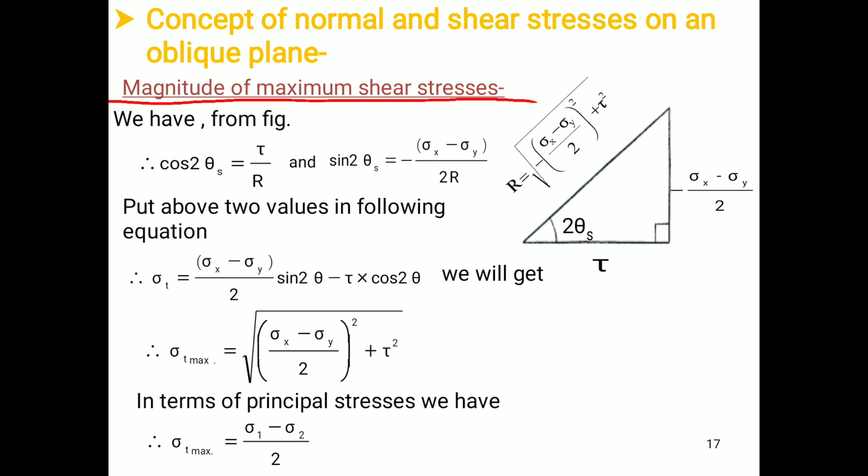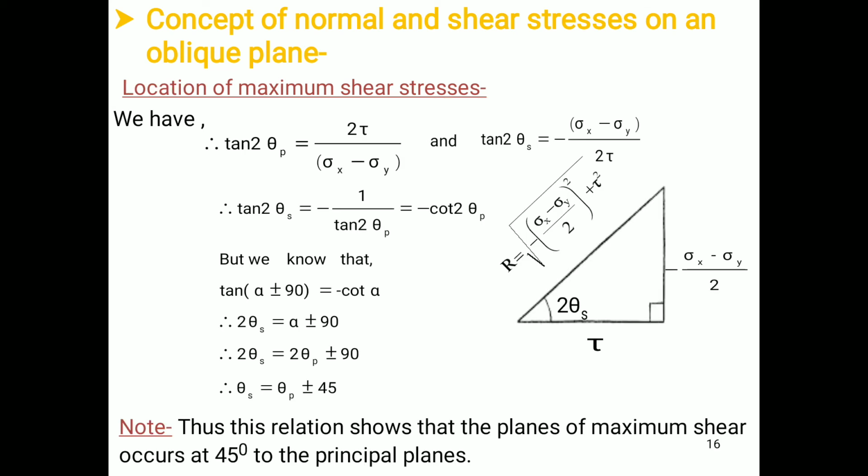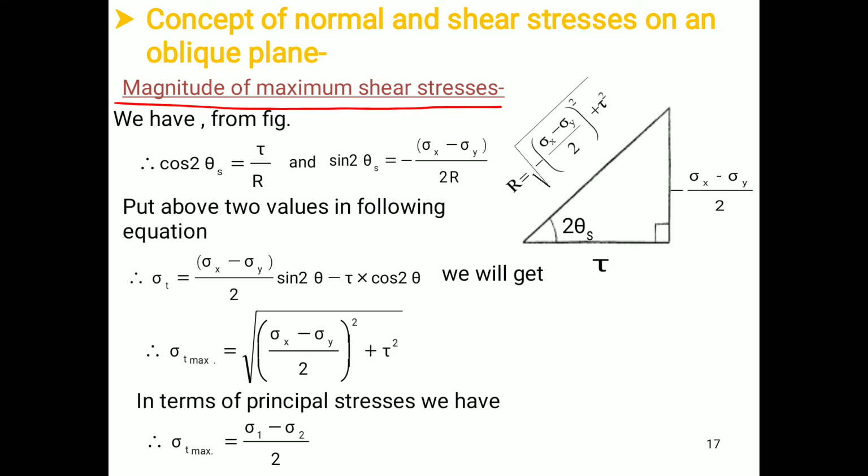From this figure, again go to the equation tan of 2 theta s is equal to minus sigma x minus sigma y by twice tau. Again this is an angle, and tan is nothing but opposite side upon adjacent side. So from this triangle, the opposite side will be minus sigma x minus sigma y by 2 and the adjacent side will be tau. So the resultant will be this only. By using this diagram we are going to find the magnitude of maximum shear stress.